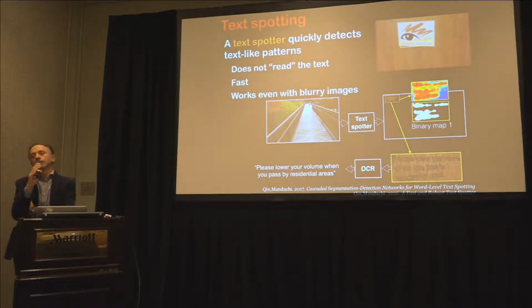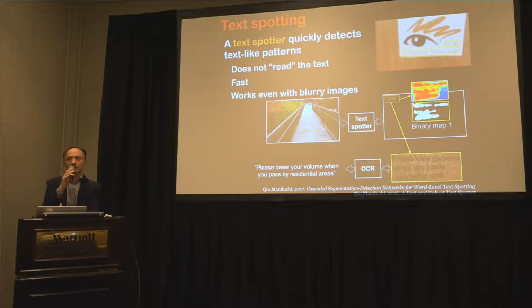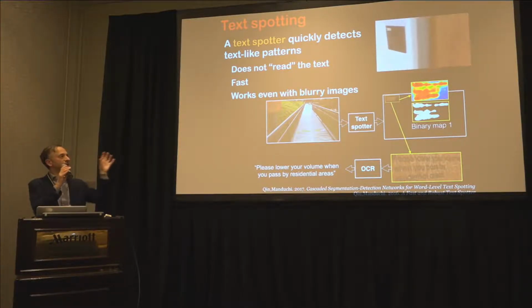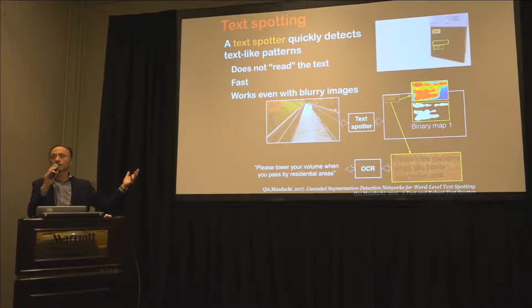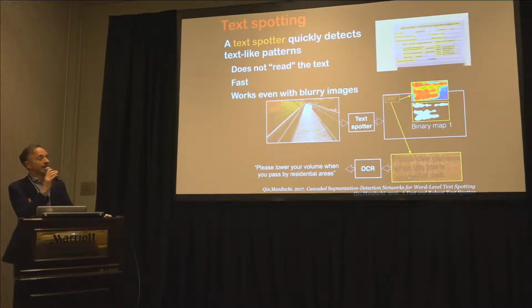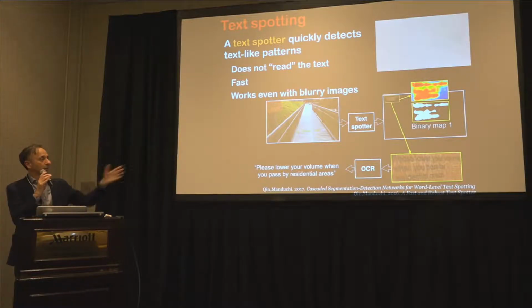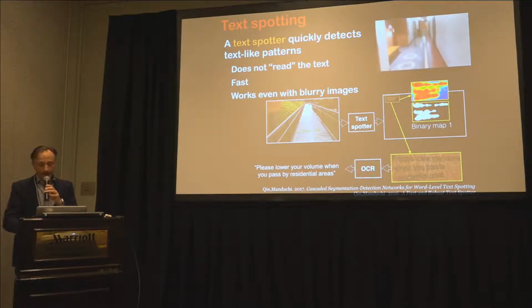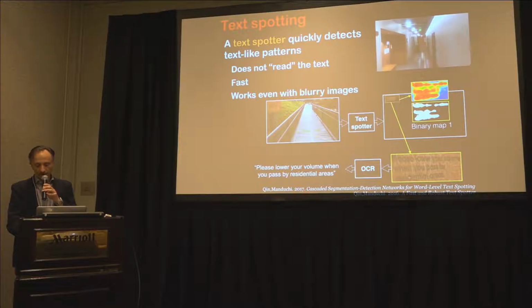Text spotters are algorithms that are able to detect the presence of text, not to read it, just to figure out that there are some patterns. Like in the case before, we could tell that a blurry thing was text, but we could not read it. They can be very fast, they can be very robust. We developed one of our own, and we decided to apply it for this system.